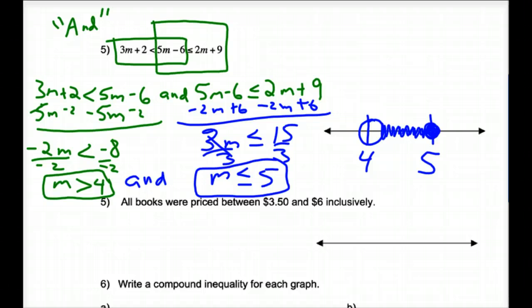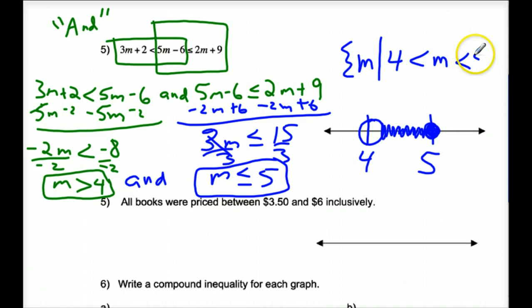All right. Let's do the set notation real quick. All m such that, the smaller number first, 4 is less than m, which is less than 5, and your braces.